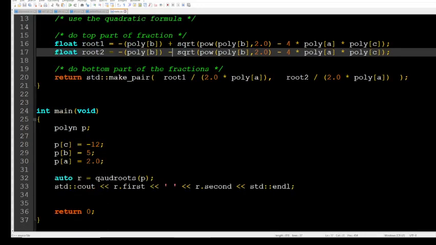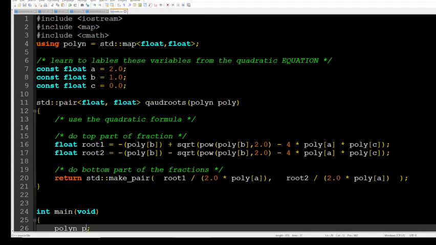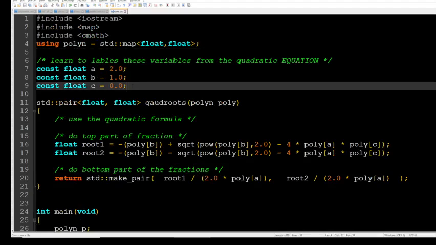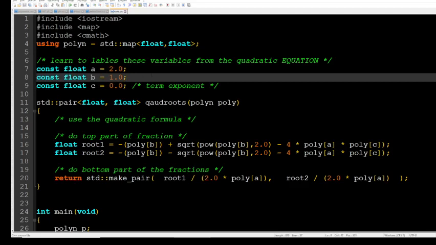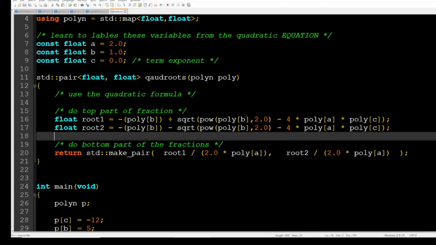If you don't know about polynomials, you can use a map type from float to float to represent a polynomial in C++. And here we have the labels with the associated exponents. So you can watch my other videos on polynomials and learn more about how to represent polynomials in a computer system with C++. But here we just copy from the textbook.